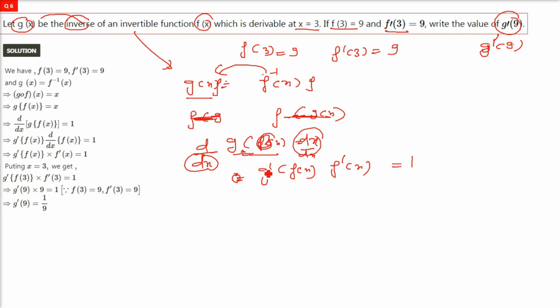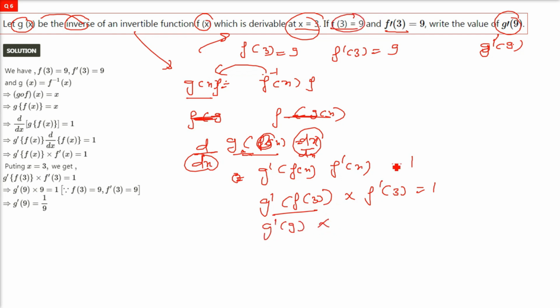Okay. Now we have to find out at what value x equals 3. This is already given in the question. So we need to put x equals 3. So g dash f3 into f dash 3 is equal to 1. What is g dash f3? What is f3? It is 9. So g dash of 9 into f dash of 3, which is 9 here, equals 1. g dash 9 is what? g dash 9 is 1 by 9 on the right.